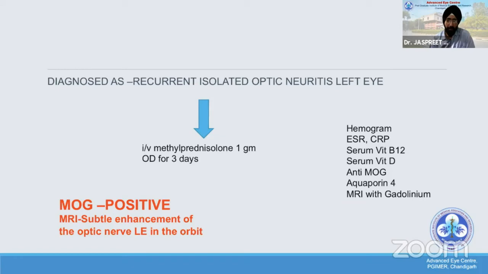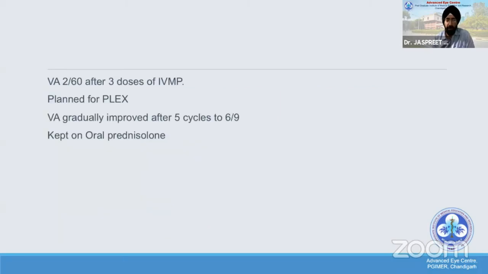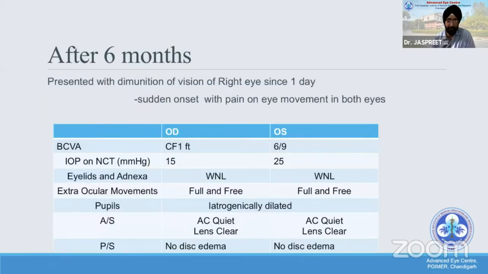Probably a plasma exchange could have helped him, but yes, he did regain 6/9 vision, but now he turns out to be MOG positive. So his vision is 2/60 after 3 doses of IVMP. Now he's planned for Plex, probably. He's convinced that this is happening again and again. But the good point, which is related to the MOG positivity probably, is he regains 6/9 vision after a plasma exchange. So he's kept on oral prednisolone.